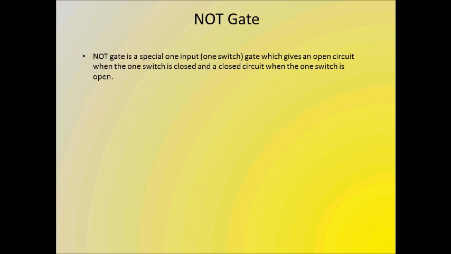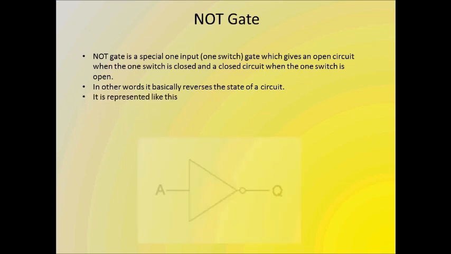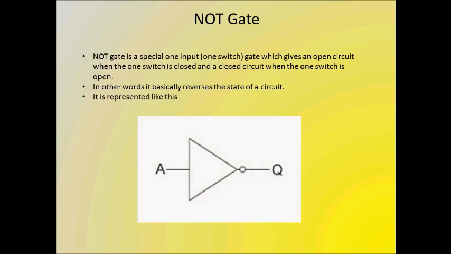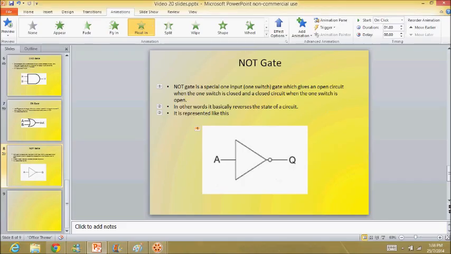You can also think of a NOT gate as a reverser in a circuit. It reverses the state of the circuit. That's just a way to think about it. And it's represented by this triangular symbol shown here. Now let's try to represent it with the truth table.